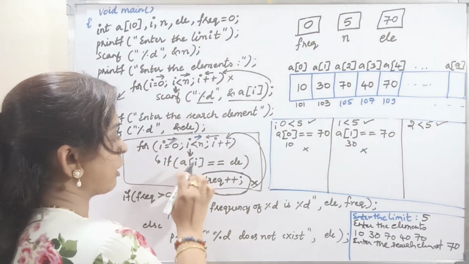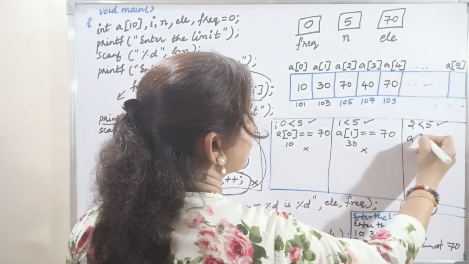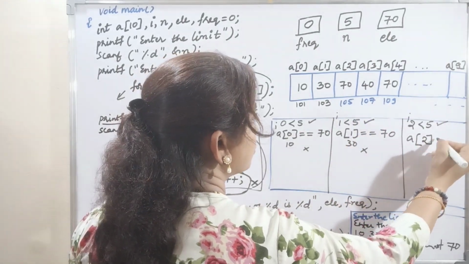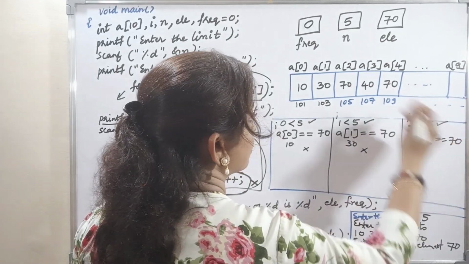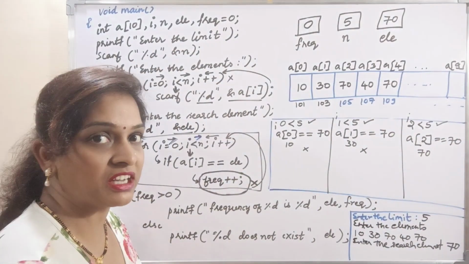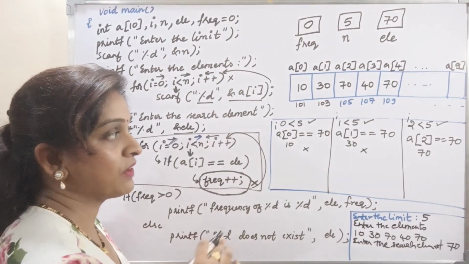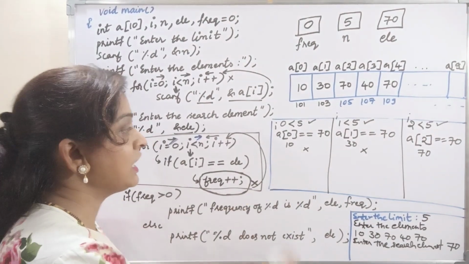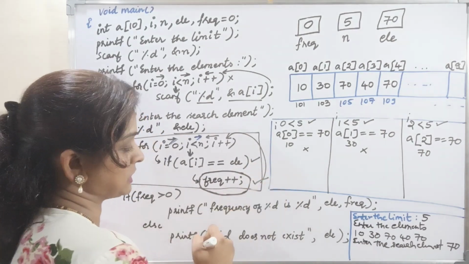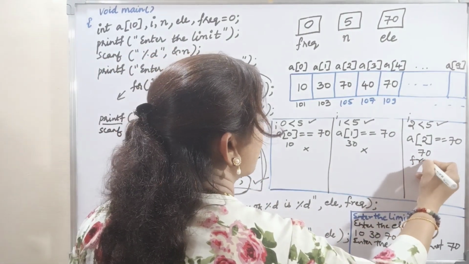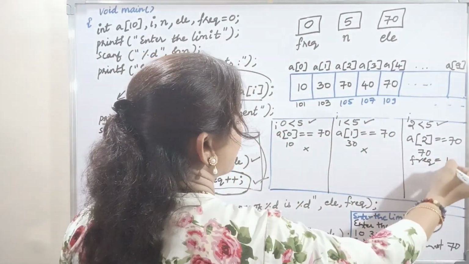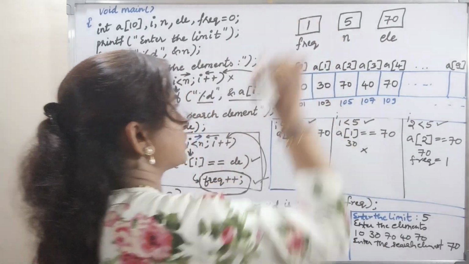Again get inside. A of I means A of 2. This is the I value that you should know. A of 2 equals 70. What is A of 2? It is 70. Yes, 70 equals 70. We are using the equality operator. 70 is being compared with 70. Condition true. Execute this frequency plus plus. Now the frequency counter gets increased. It was 0. 0 plus 1, it is 1. Now the frequency value is changed.